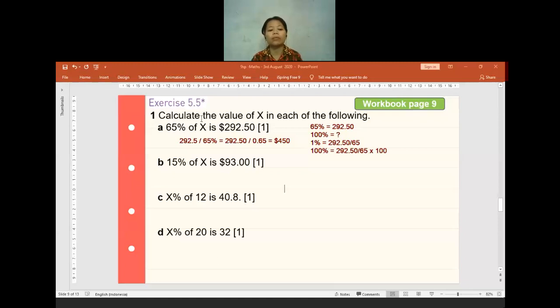So does anyone want to help me find how many dollars X is?